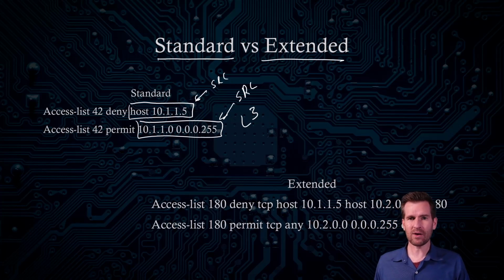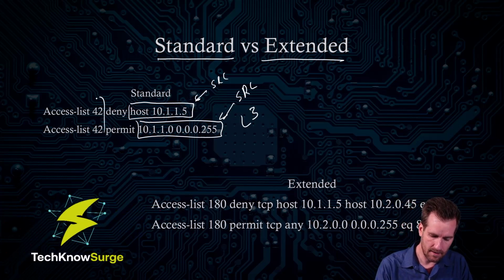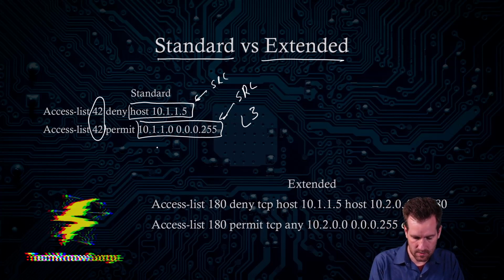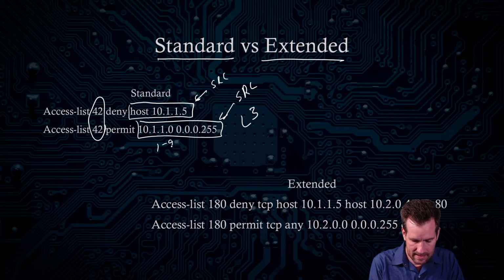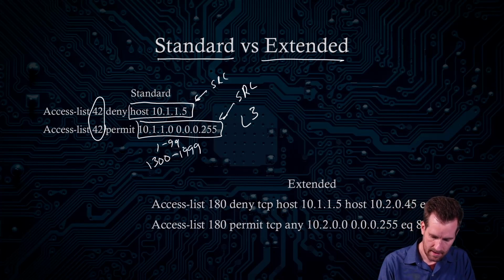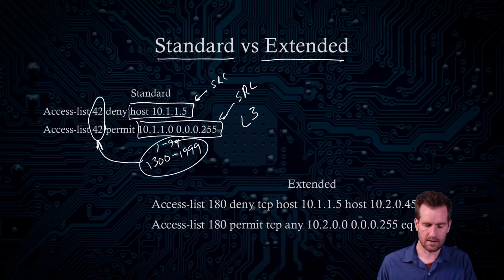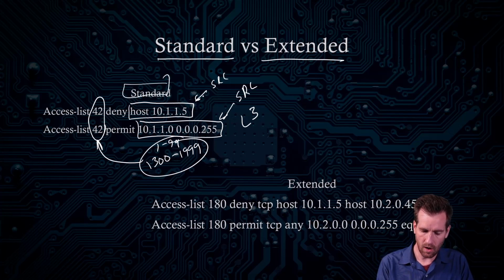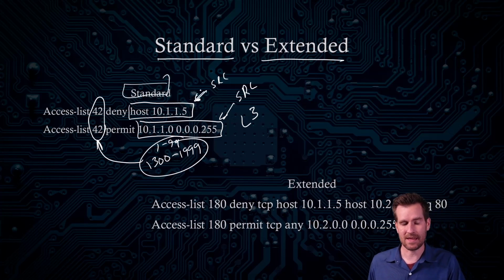And so how else can we tell besides this that this is a standard access list? Well, the number gives it away as well. So we know that standard access lists will be 1 through 99 and 1300 through 1999. So if you see these numbers right here for the access control list, then we know that it's a standard list and we're only referencing the source IP address.